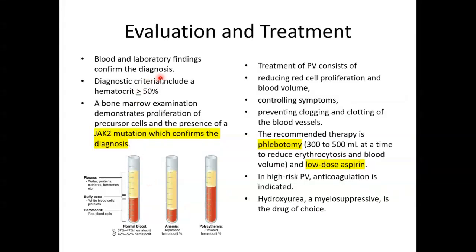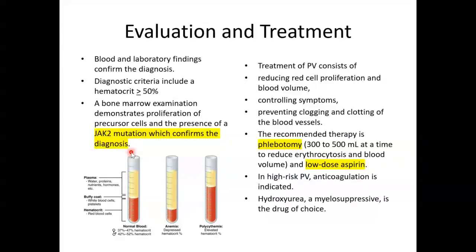Evaluation and treatment. Blood and laboratory findings confirm the diagnosis. Diagnostic criteria include a hematocrit equal to or greater than 50%. That's the best number to remember for a guideline. Like I said, it can vary depending on the specialty and whether it's a man or woman. A bone marrow examination demonstrates the proliferation of those precursor cells, those stem cells, and the presence of the JAK2 mutation, which confirms the diagnosis. They take a look at this and see the proliferation of these erythrocytes, and they have the JAK2 mutation, which is confirmation of the disease.